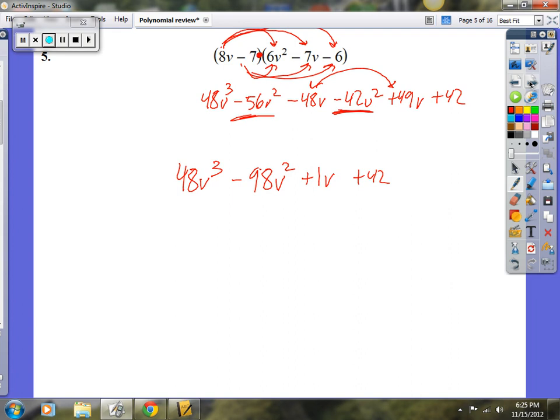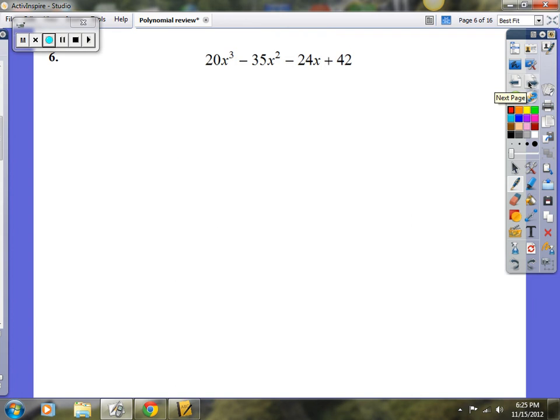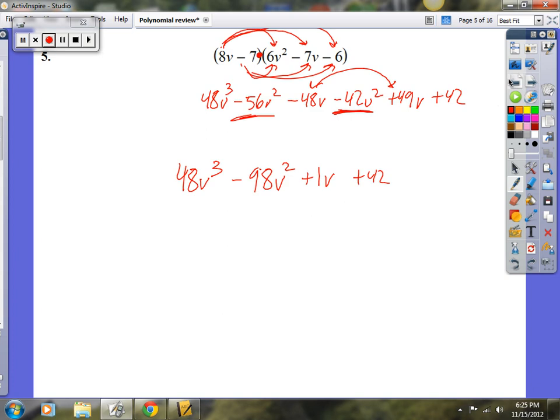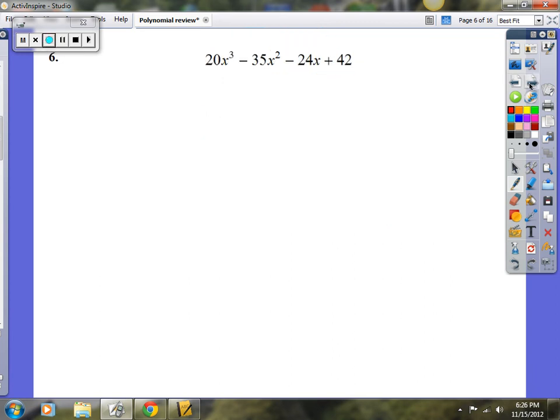Alright, problem number 6. Okay, now we're going to go totally backwards. So look where we ended up. Problem number 5, they gave us a multiplication problem, when we distributed through, and we got as an answer kind of an addition problem. Problem number 6, they're giving us an addition problem, and we need to rewrite it as a multiplication problem.